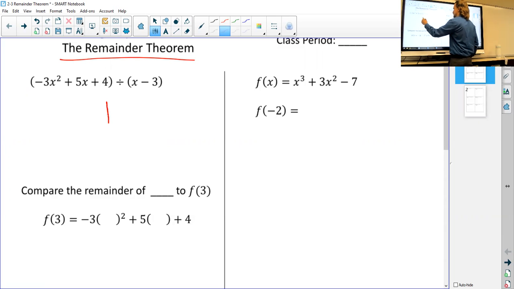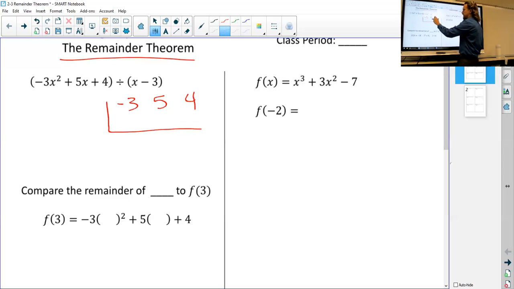And let's use our synthetic division. So I'm going to write down all my coefficients. So -3 for my x squared, 5 for my x, 4 is my constant. Since I'm dividing by x minus 3, I'm going to put +3, I've always put the opposite on the outside. Bring down my first term. So this is -3. And then I multiply. So 3 times -3 is -9.